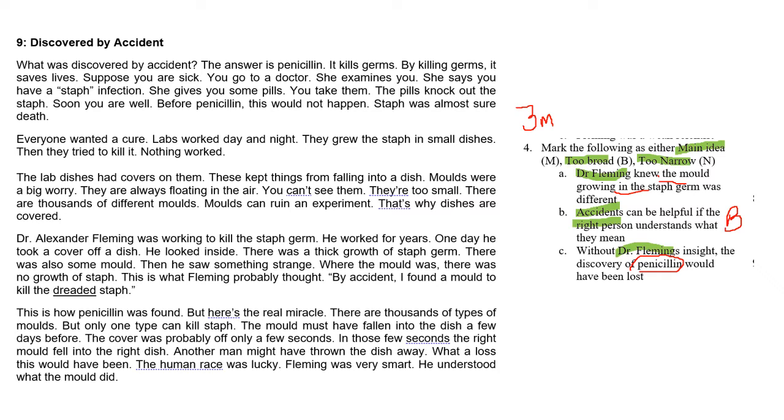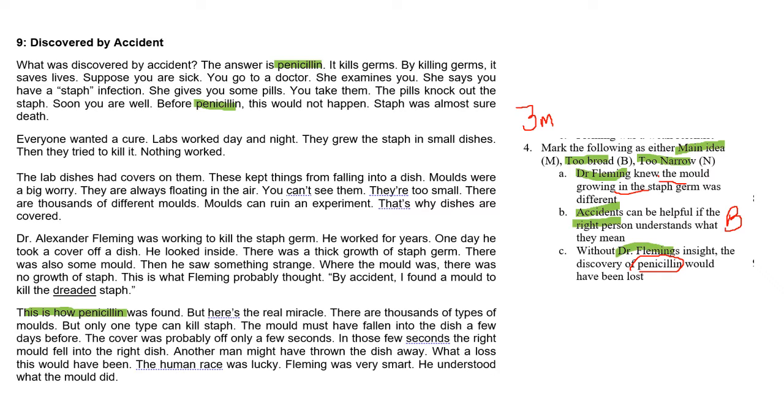Now let's go back to the passage. Well, in paragraph 1, we have about penicillin. That's because penicillin kills germs. Penicillin kills staph. And also down here, you have this is how penicillin was found. The passage begins and ends by talking about penicillin. It is penicillin that kills germs like staph.